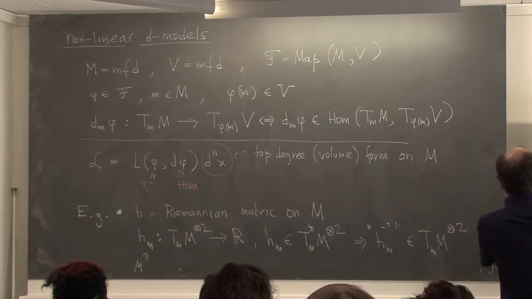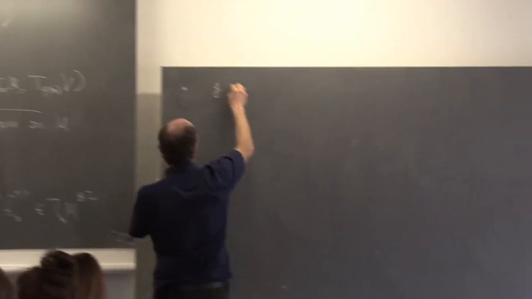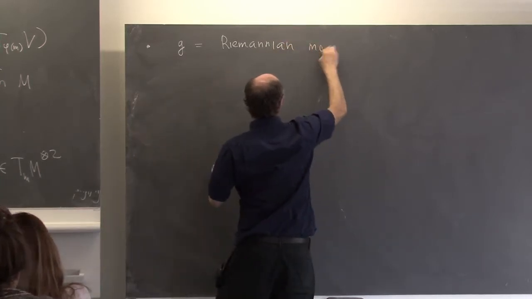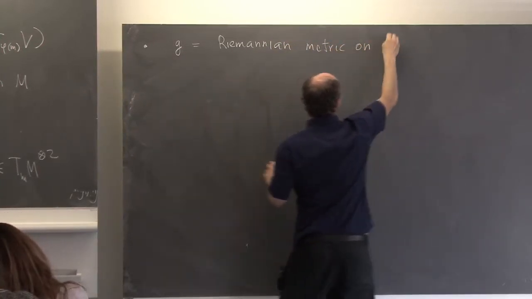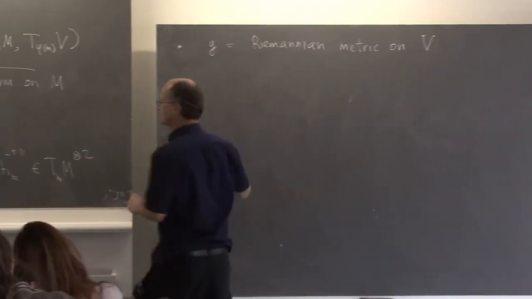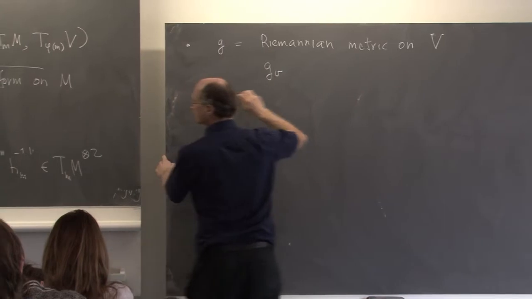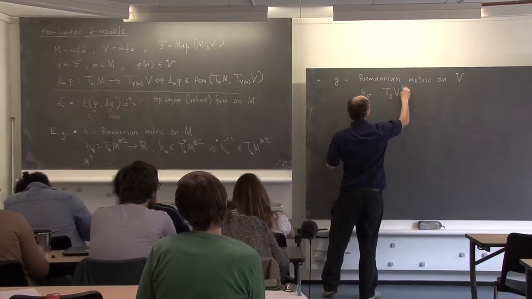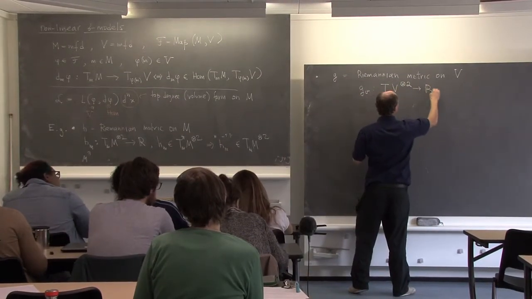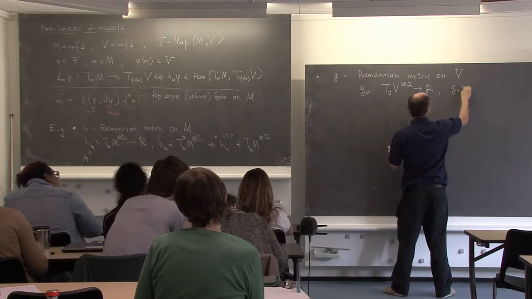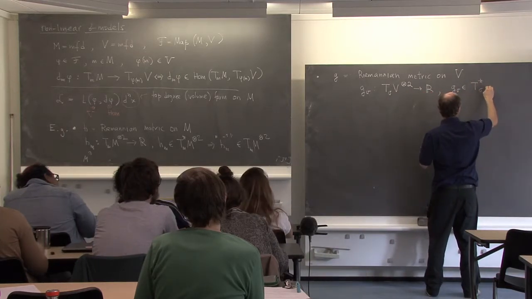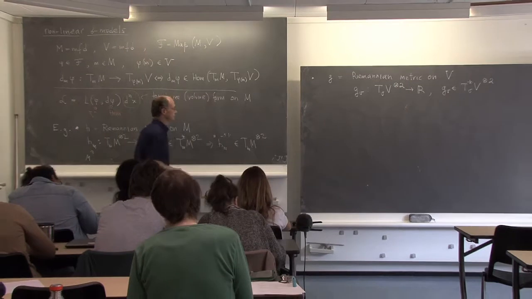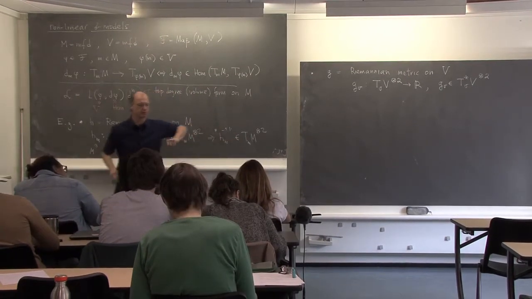The other piece of data that I need is G, the Riemannian metric on V. So GV maps the tangent space to V to R, or again, we can think of it as a dual tensor squared. We can also, of course, introduce the inverse, but we won't need it.